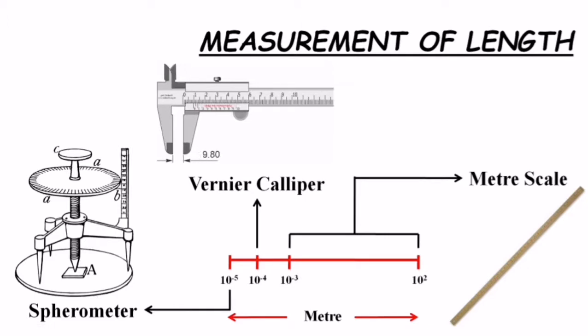But what if the distance that we want to measure does not fall into this range from 10 to the power 2 meters to 10 to the power minus 5 meters? What do we do then? So for that kind of measurement, we have different techniques that we can use. So let's start with measuring large distances first.